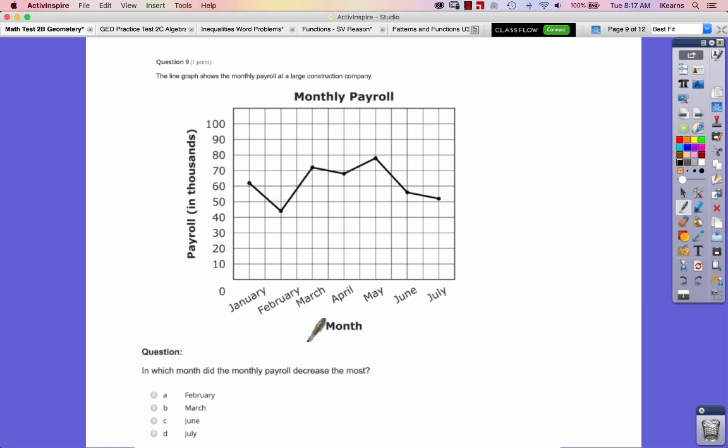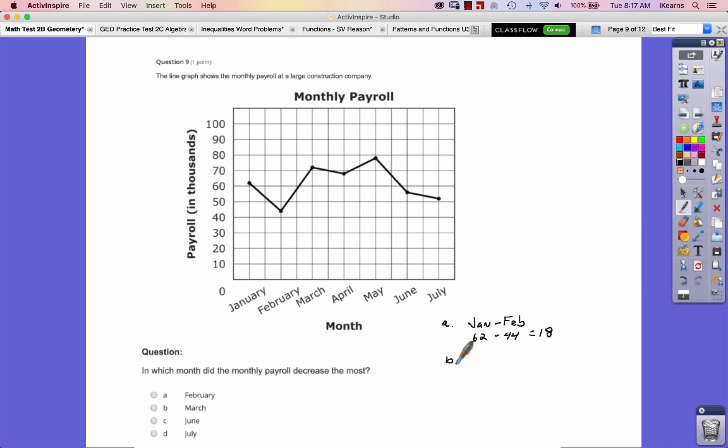So let's look at each of these answers. From February, what we're really looking at here is from January to February. So this is going to be answer choice A. Well, for January, you have to kind of just estimate here. Let's say this is 62. And then February, let's say that's 44. So that's a difference of 18. It went down 18.